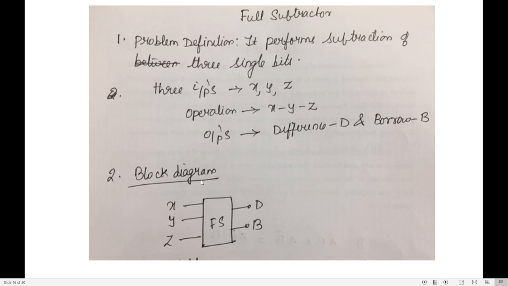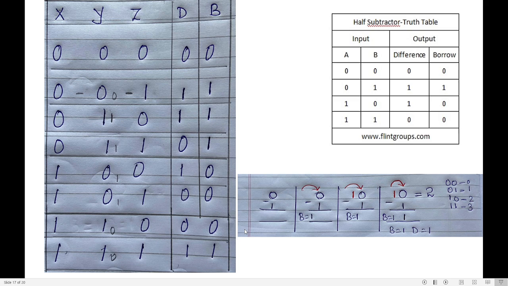And what is the third step? Drawing the truth table. So how will I design a truth table? I have three inputs, two outputs. So x, y, z are the three inputs, and the two outputs are B and D. Since there are three inputs, I get 8 combinations: 0, 0, 0, 0, 0, 1, 0, 1, 0 till 1, 1, 1.